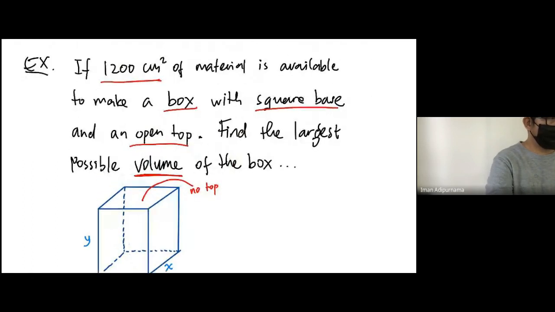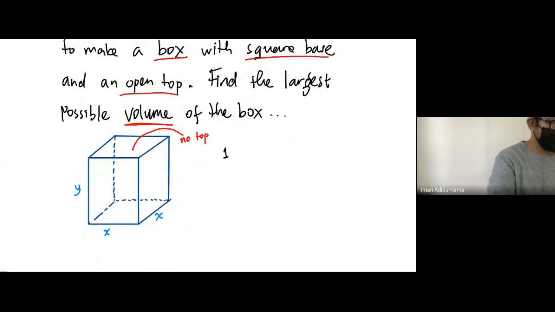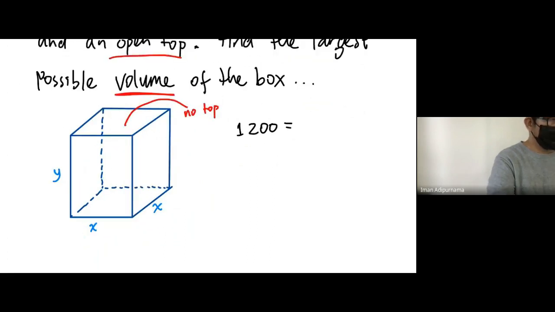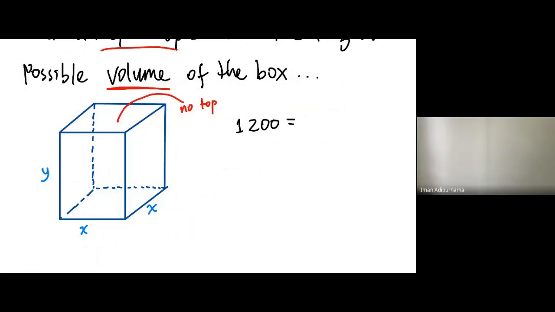Now we have the materials, 1,200. This is the area, right? So we need to add all the possible area and make it into the formula for the area. The formula for the area is x squared, and then plus xy, 1, 2, 3, 4, so 4xy. But because it has no top, that's just it. So plus 4xy.